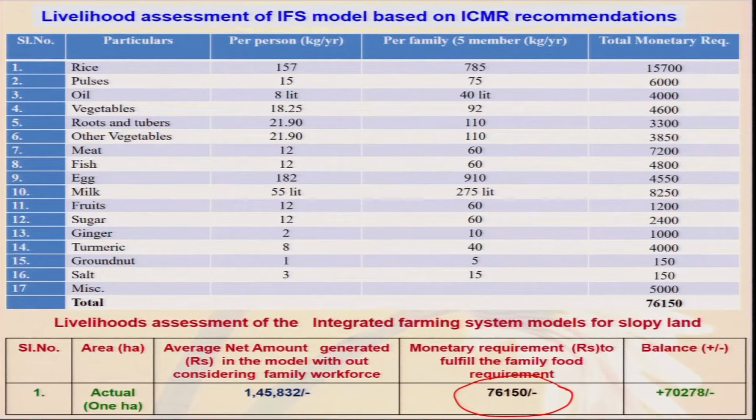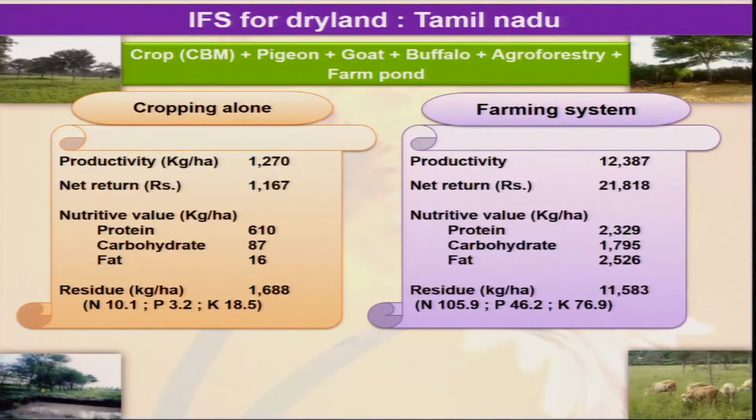But if you maintain a good quality, just 1 hectare integrated farming system model, you can get a net return of 1,45,000 per hectare. So, you are not only supplying food, so that he can get rice, pulses, meat, vegetables, and fruits within the farming system, he gets some additional income also, which he can use for clothing, his son's education, or medical purposes. The farming system is different for different locations.